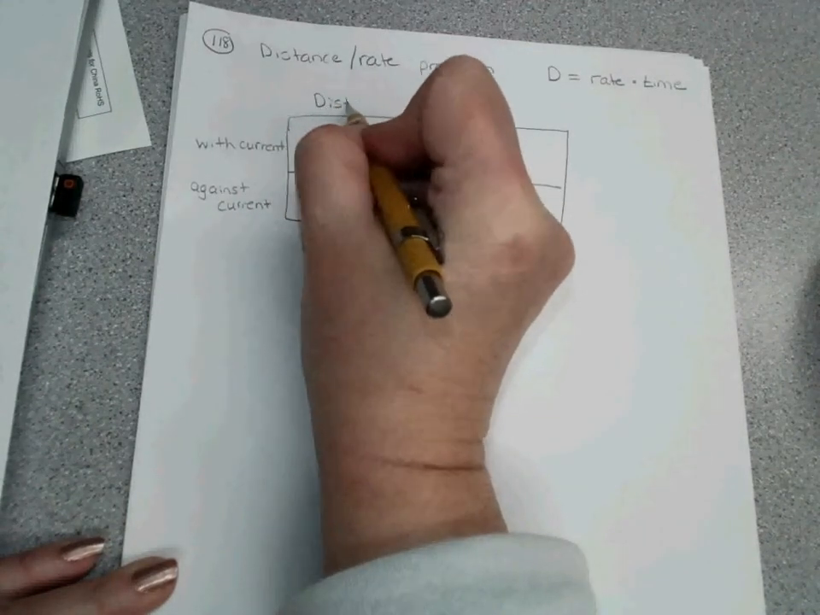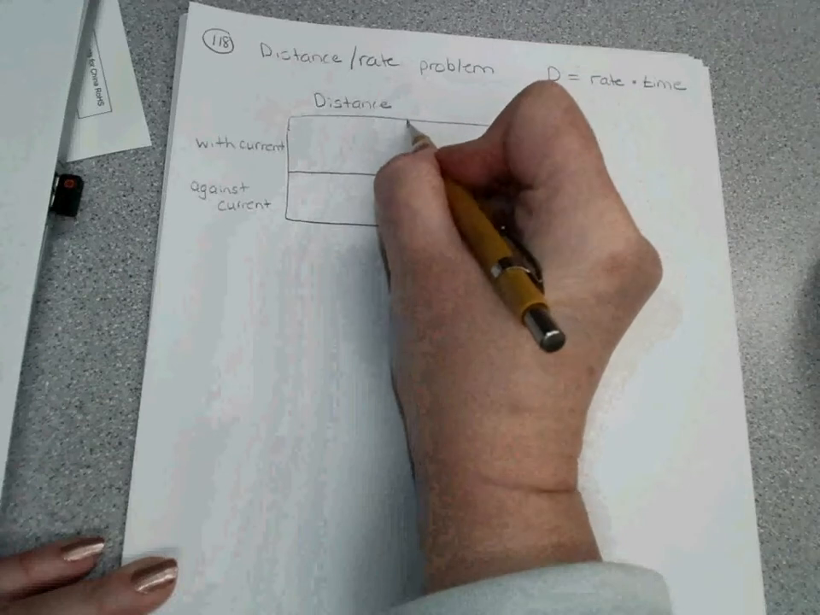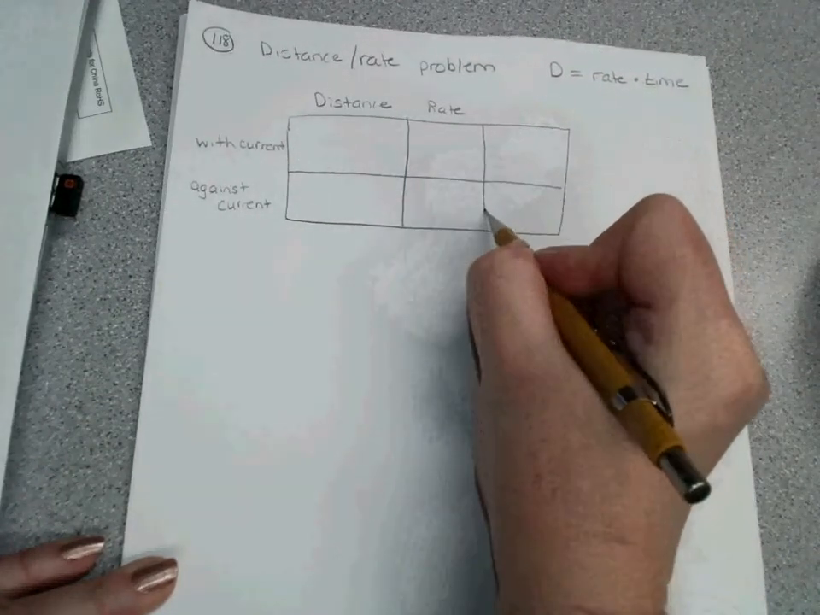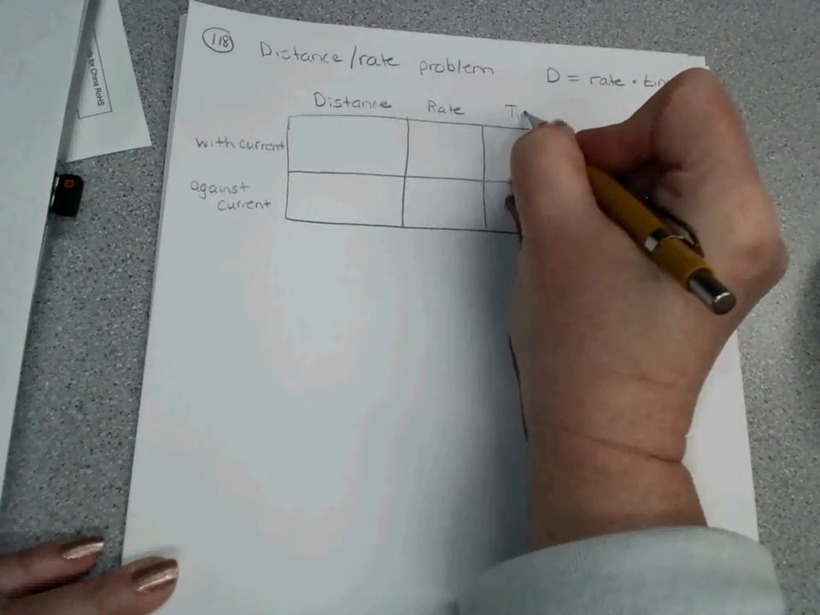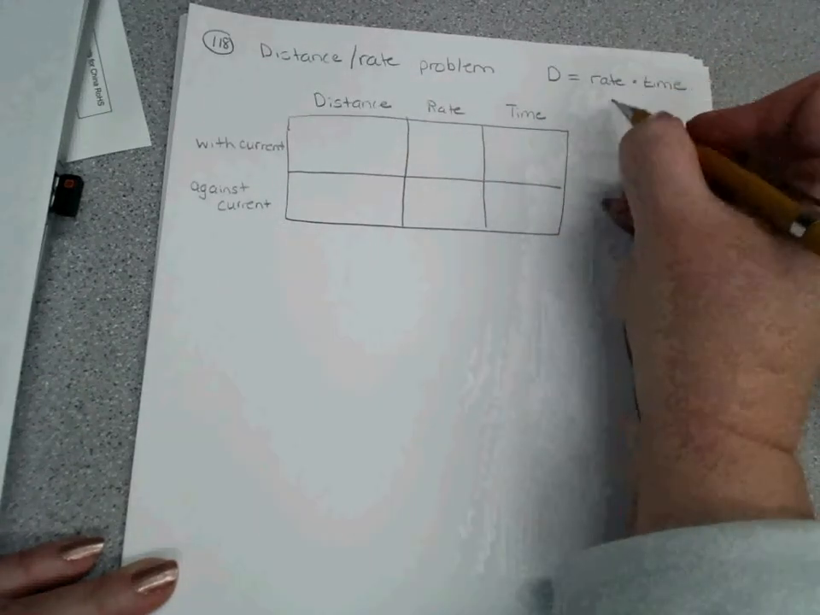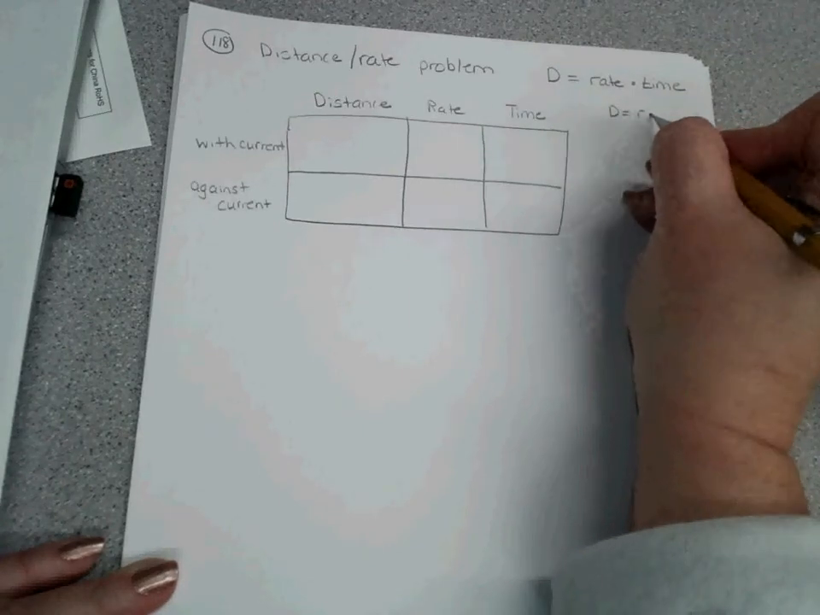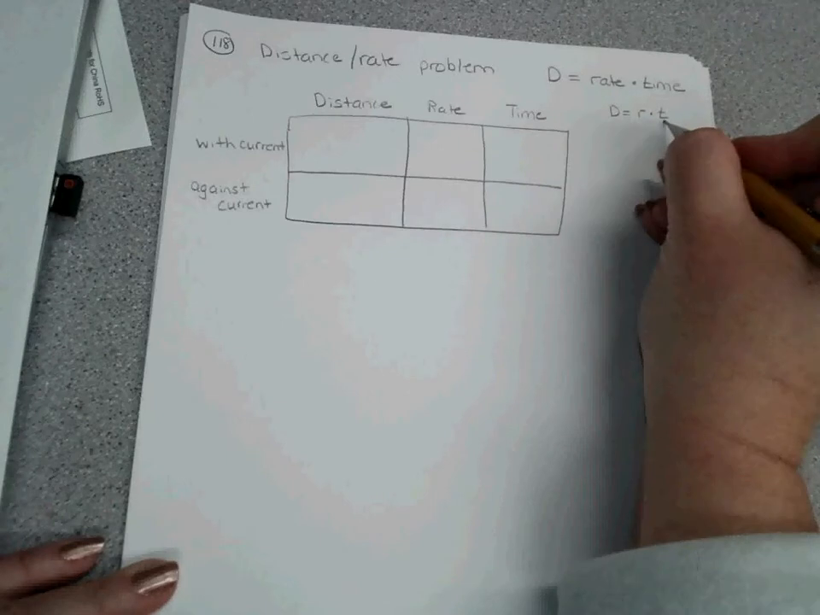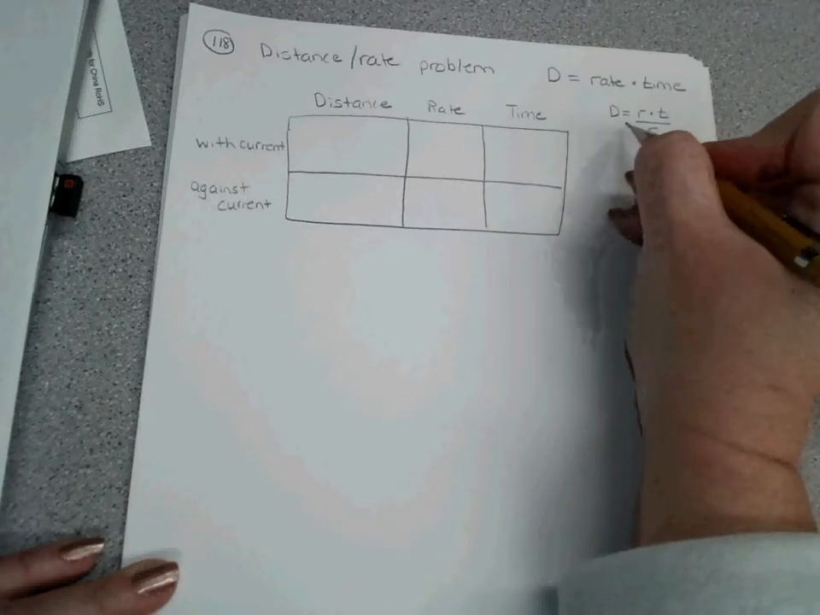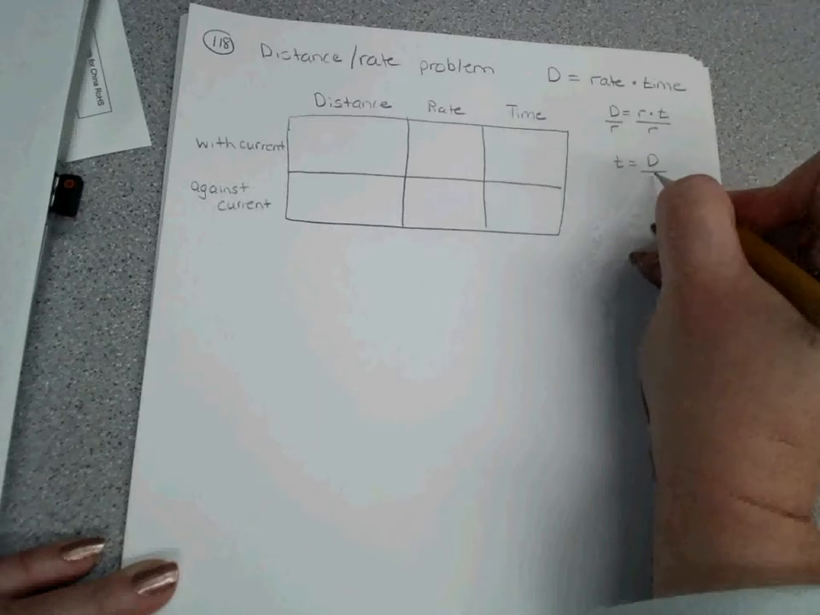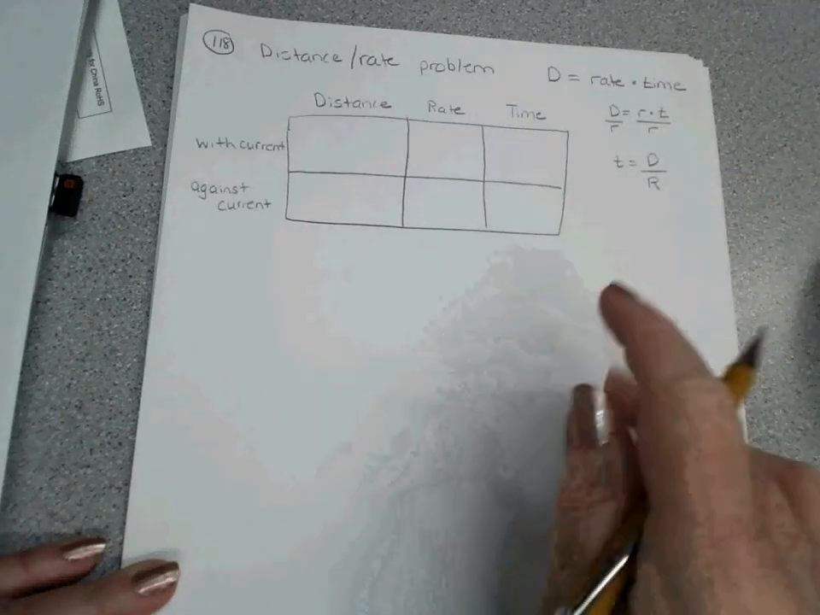Distance, rate, and time. Now if you all recall from Algebra 2 when we did literal equations, I know Chayton, you're rolling your eyes, distance equals rate times time. If I want to solve for time, I divide by rate, I divide by rate. Time equals distance divided by rate. That's going to be important.